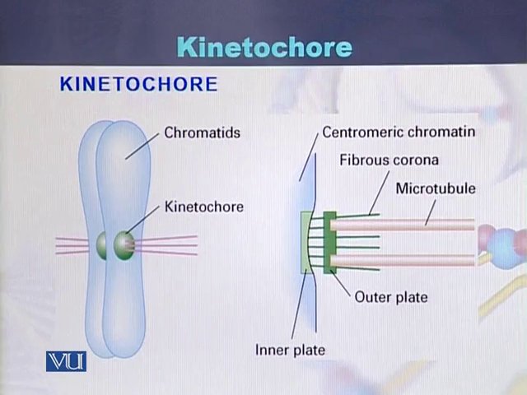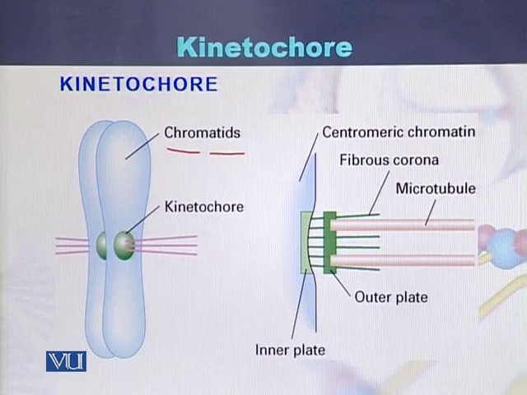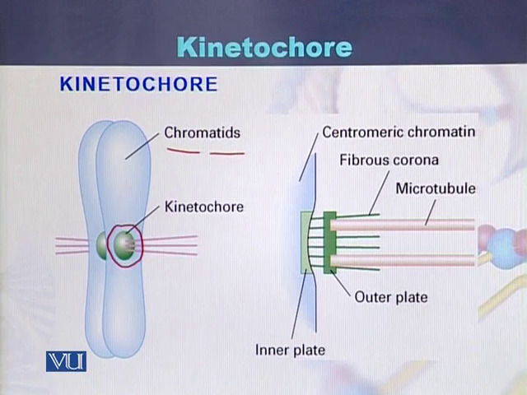This is the diagram of the kinetochore. We can see the chromatids of the chromosome, and in the center there is the centromere. Here is the centromere, and within the centromere there is a specific point. That point is called the kinetochore.